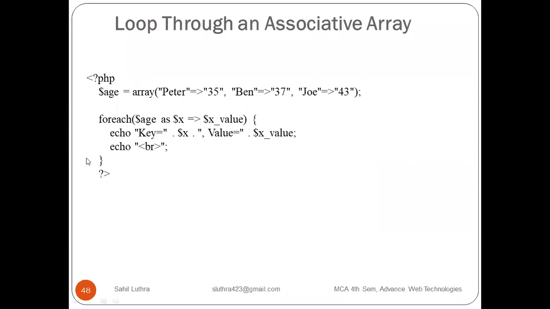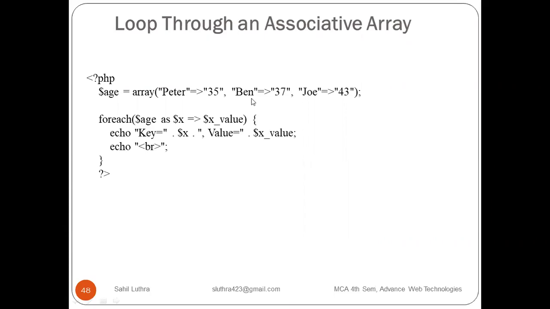So the first one is less than question mark PHP. So here our PHP will be started. After that, $age. So here we are going to declare a variable, and after that equals to array. This is the name of the array, and this is the value which we are going to pass, because you know that in an associative array you are going to pass the value with the key. In an associative array, the index is not used. In an associative array, only the values with the keys are defined. So keys are very important in the associative array.